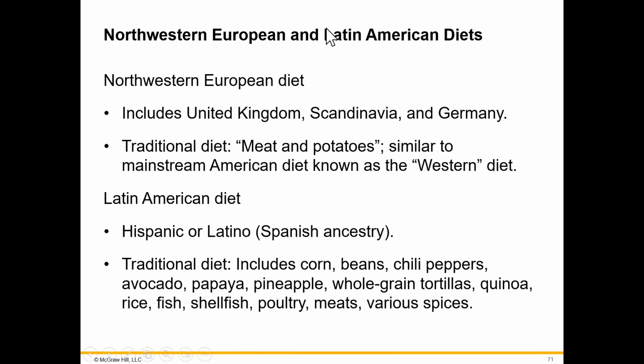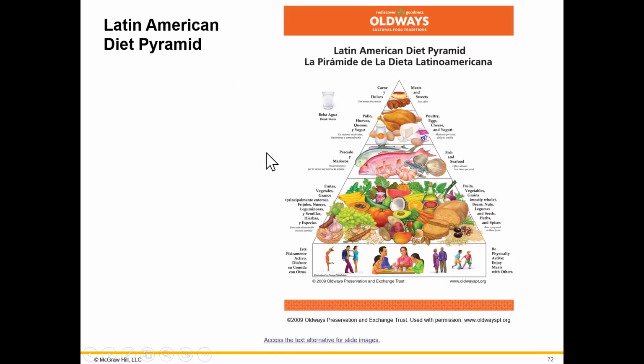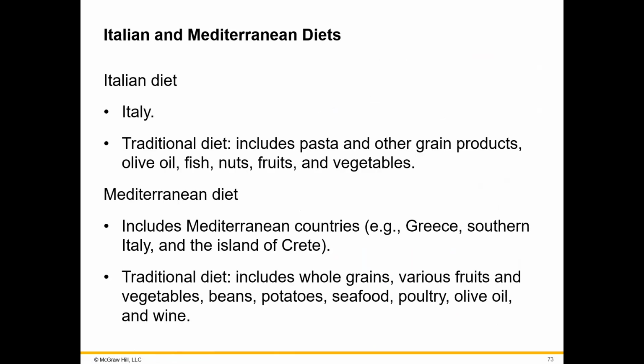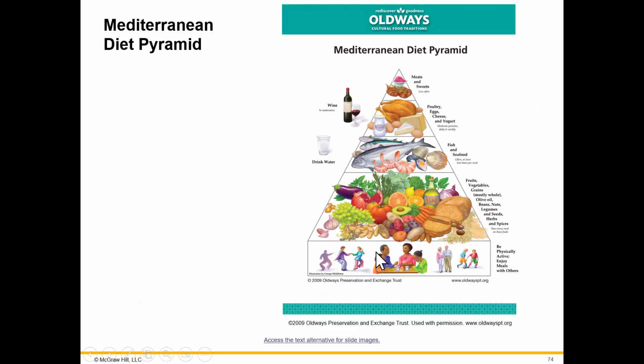there are different cultural and religious guidelines you need to follow. So the traditional Northwest European, the traditional Latin American, the traditional Asian and Native American, Italian, and Mediterranean diets, as you'll see here in a minute, are represented. Italian and Mediterranean diets here, focusing on seafood, olive oil, red wines in moderation.